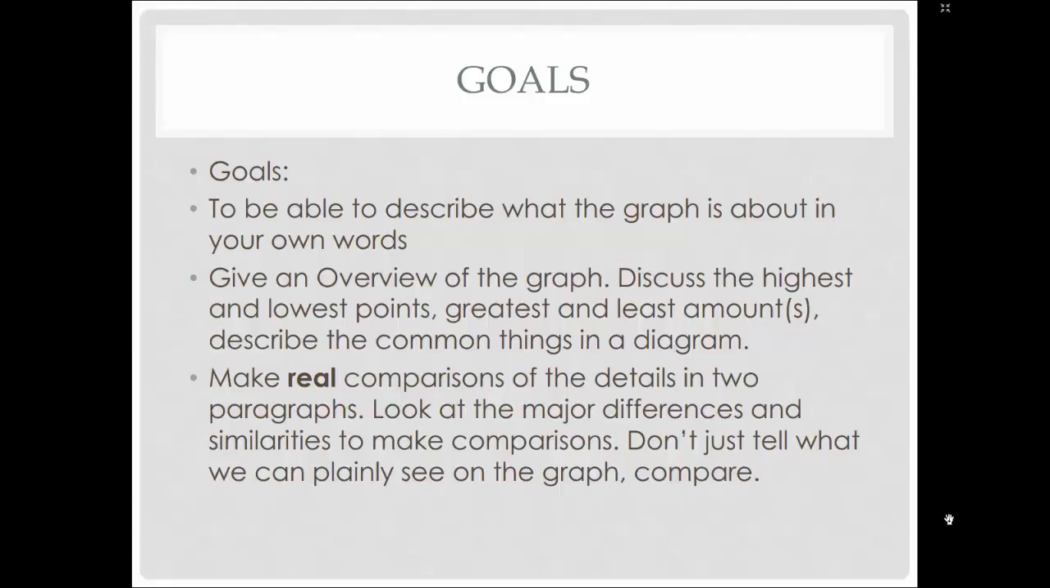Next, you have to give an overview of the graph. Here's where you discuss the highest and lowest points in general, the greatest and least amounts. Describe the common things that are in a diagram. All right, so that's what that means by giving a general overview. And then finally, the last thing we have to accomplish is make real comparisons of the details in 2 different paragraphs. We have to look at the major differences and similarities and make comparisons. Don't just tell me what we can just see obviously, right? Make real comparisons of the details, and I'm going to show you how to do that.